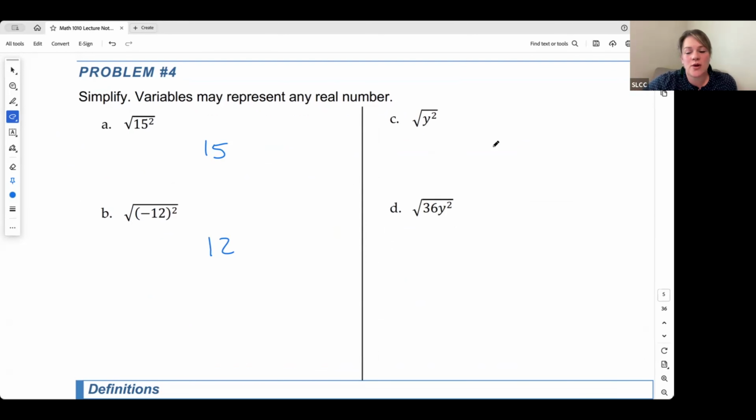What's the square root of y squared? y. What's the square root of 36 y squared? So you could think about that as 6 squared times y squared, and then you'll have 6y.